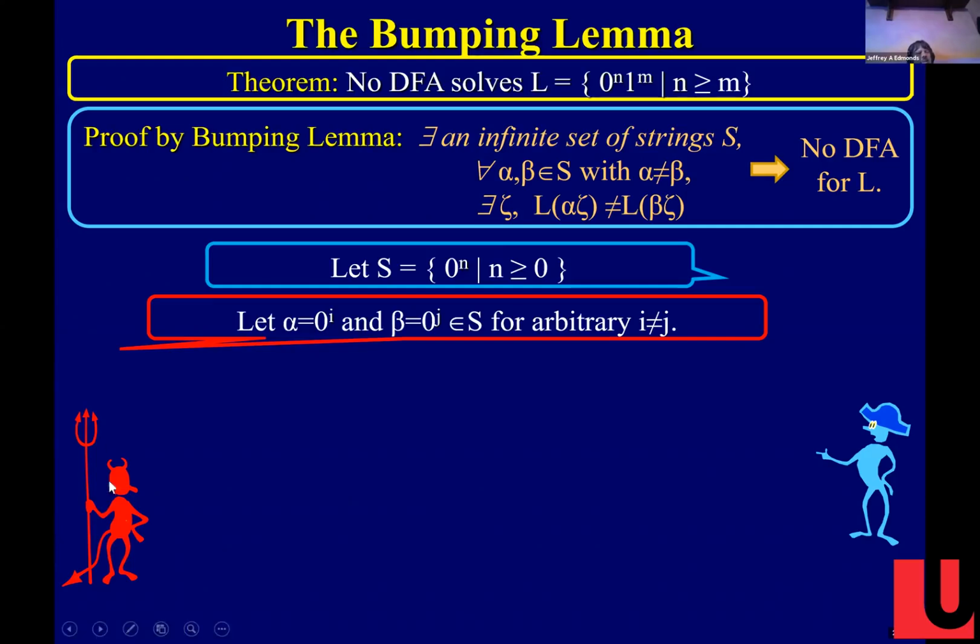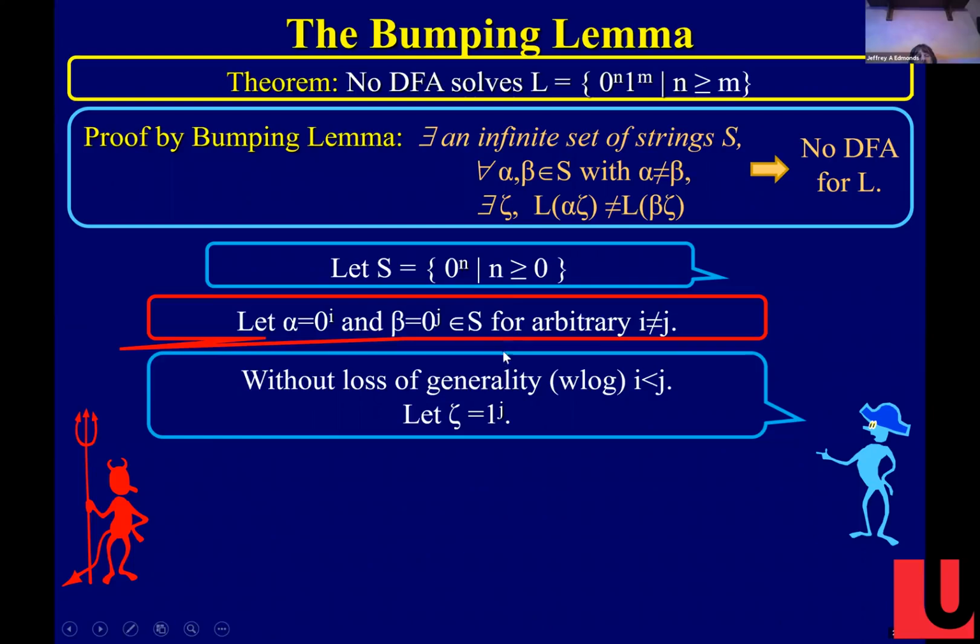And then what's our adversary going to do? Our adversary is going to choose 2 strings, alpha and beta, that are from S, right? And the only requirement is that they're different. So what does he have to give us? He has to give us some I zeros and some J zeros where I and J are different, right? So he gives me this string and this string. Now my goal is to distinguish them, right? So what am I going to do?